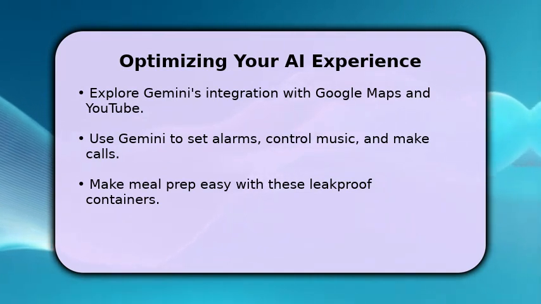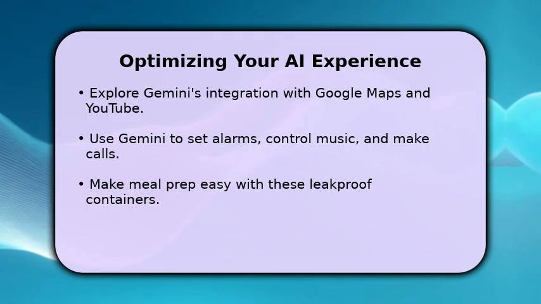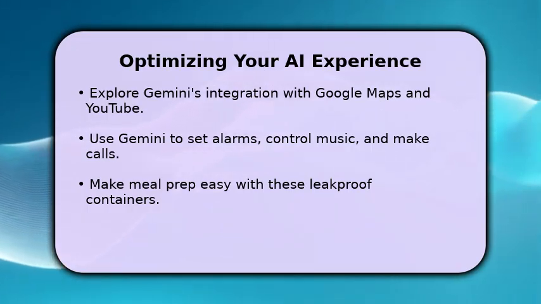To truly optimize your AI experience, explore Gemini's deeper integrations. It can connect with apps like Google Maps for planning and YouTube for content. You can also use Gemini for quick actions such as setting alarms, controlling your music playback, and making calls hands-free.